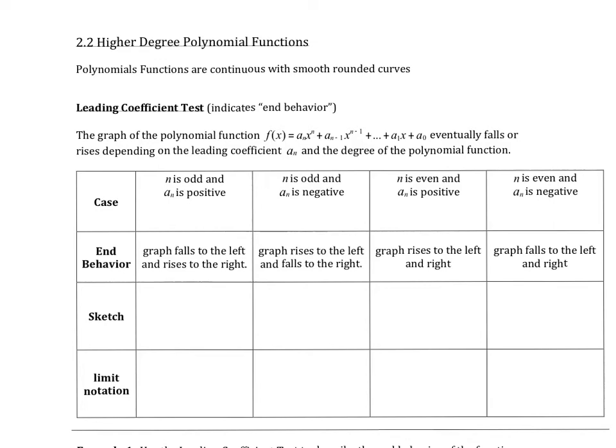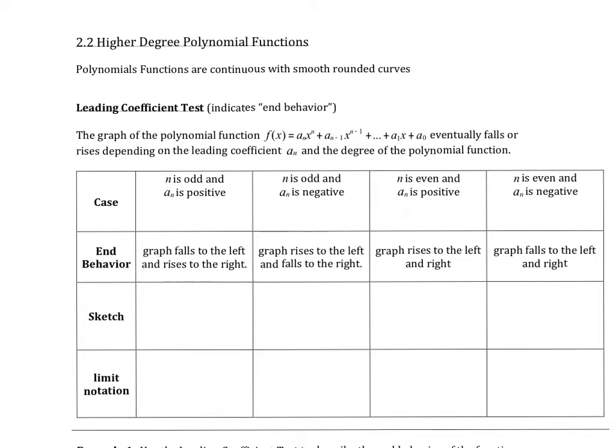Section 2.2 is on higher degree polynomial functions. In this section, they're going to have you use the equation to determine information about the end behavior of the polynomial function or the behavior around the zeros of the polynomial function.